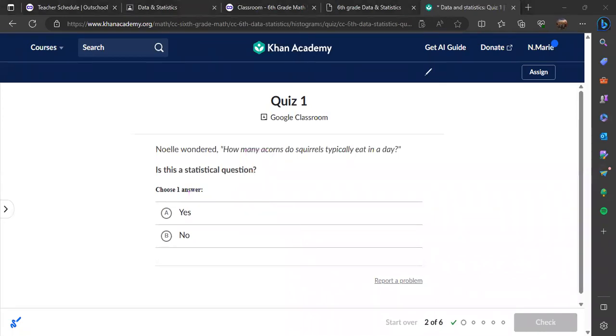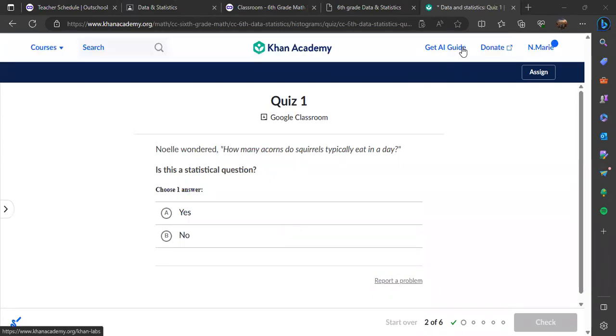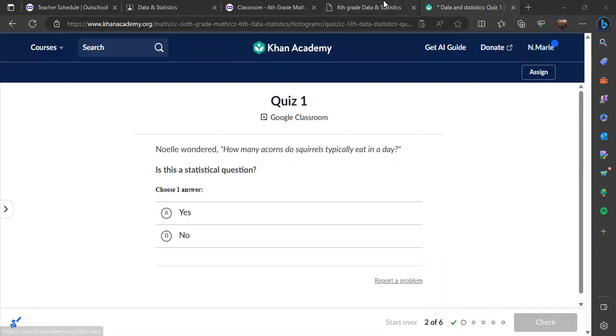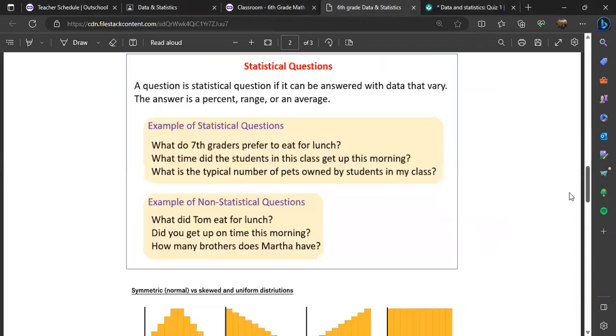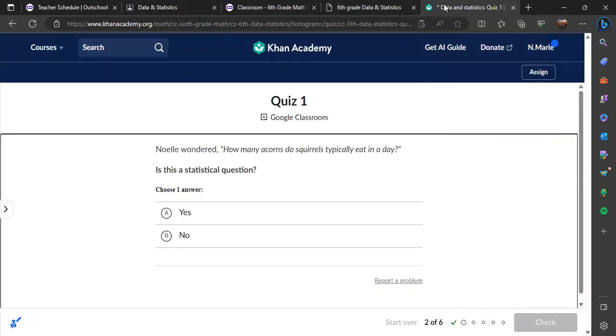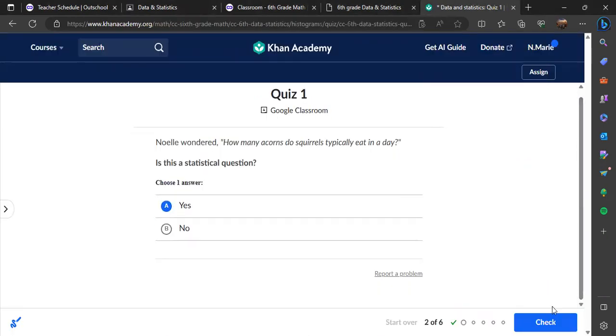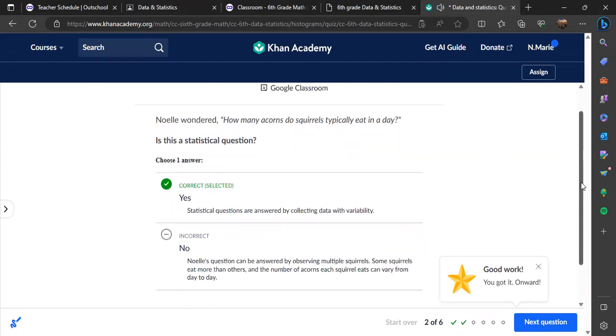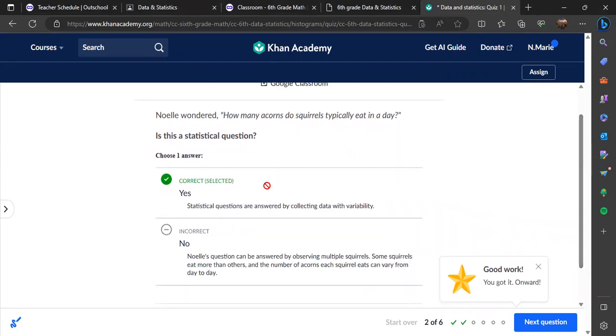Is this a statistical question? How many acorns do squirrels typically eat in a day? So remember, we can go back to our statistical questions here. So you're asking for a number, right? How much do they eat typically in a day? It's very specific. Statistical questions are answered by collecting data with variability, meaning the data varies. It could be 3, it could be 5 acorns, 100.